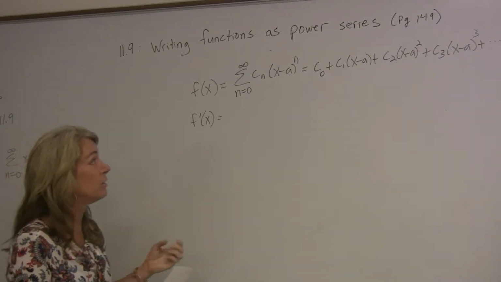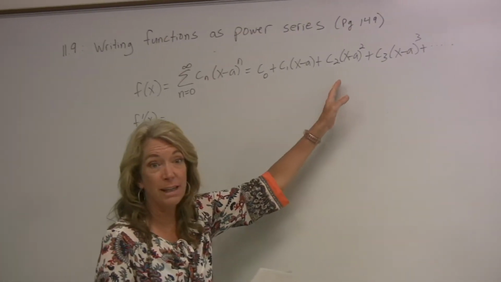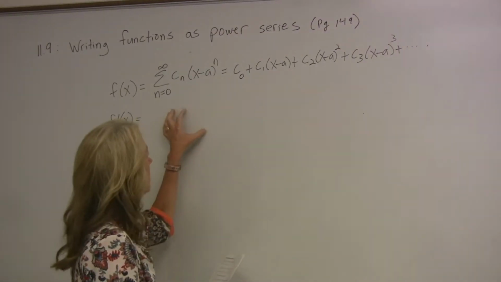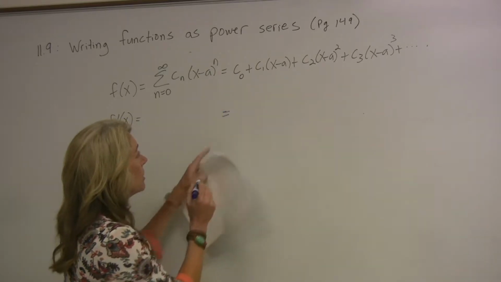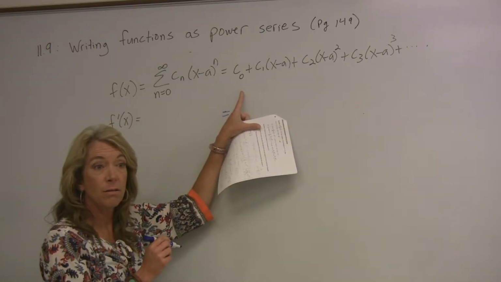So what I want to do is take the derivative of these terms. We'll worry about what comes over here. Well, let's just take derivatives knowing what we know. What's the derivative of a constant? 0.